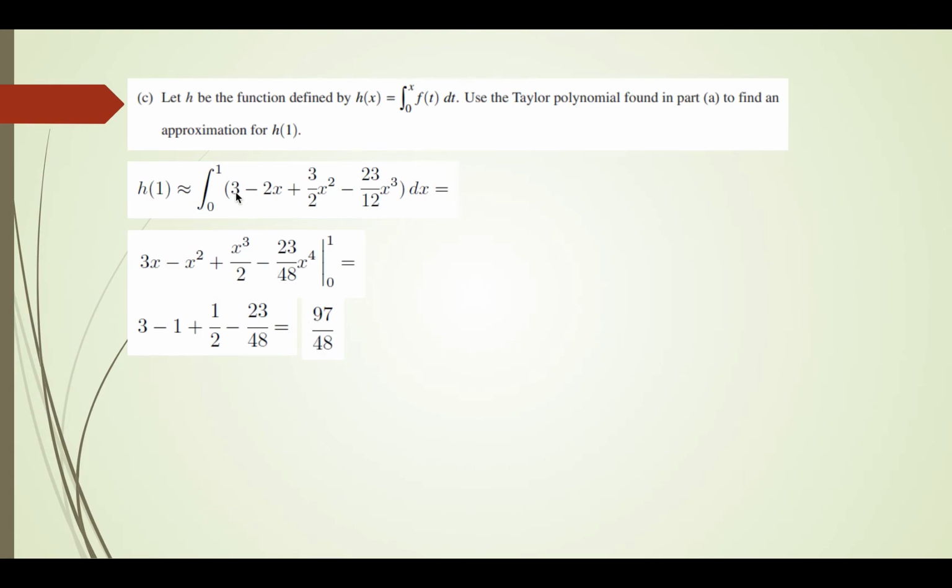If we wanted a better approximation, we could have taken function f, and instead of doing a third degree Taylor polynomial, we could have extended that and kept going and going and going. And if we had done that, then this approximation that we get here would be even more accurate. But this is using that Taylor polynomial from part A. This is our approximation of h of 1. We think it's approximately equal to 97/48. But that's all part C is asking for. They just want you to integrate the function f from 0 to 1. So there you go for part C.